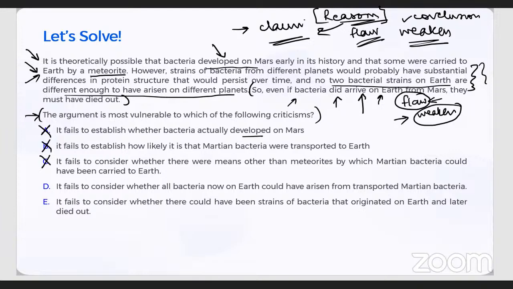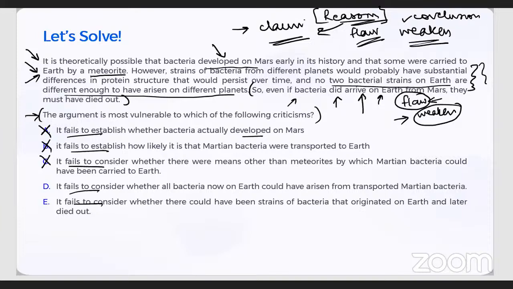Let's look at D. Option D is saying that there is an important oversight that has happened. It fails to consider something. Over here also it's saying it fails to establish. This is also saying it fails to consider. As a matter of fact, all of them are saying it fails to do something. Let's see what option D is. It fails to consider whether all bacteria now on Earth could have arisen from transported Martian bacteria. Well, let's check. Let's simplify this. The argument is claiming that no earth bacteria are different enough. Here it is, okay? No two bacterial strains on earth are different enough to have arisen on different planets.